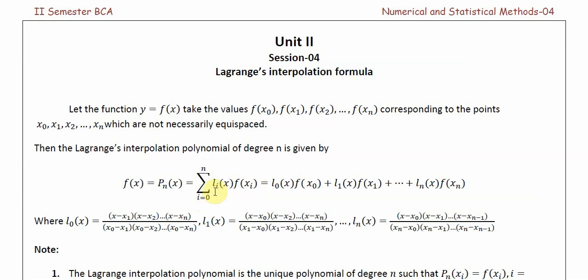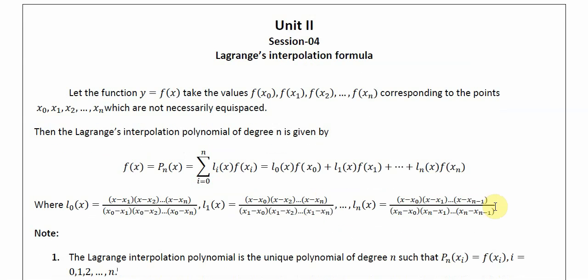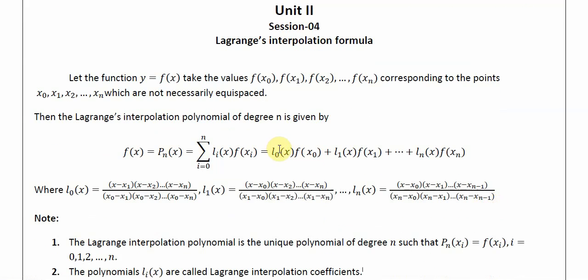Or if I split this summation, I should start with i equal to 0 and it should go to n. So it is equal to L0 of x into f of x0, plus L1 of x into f of x1, plus so on, plus Ln of x into f of xn. Now these coefficients are called the Lagrange's interpolation coefficients and the values of the coefficients are given below. So L0 of x, L1 of x, Ln of x.